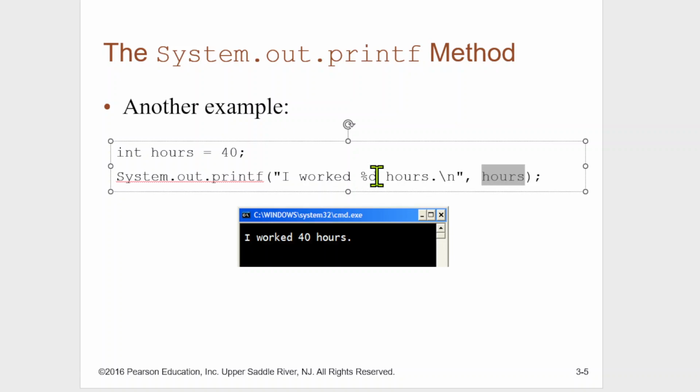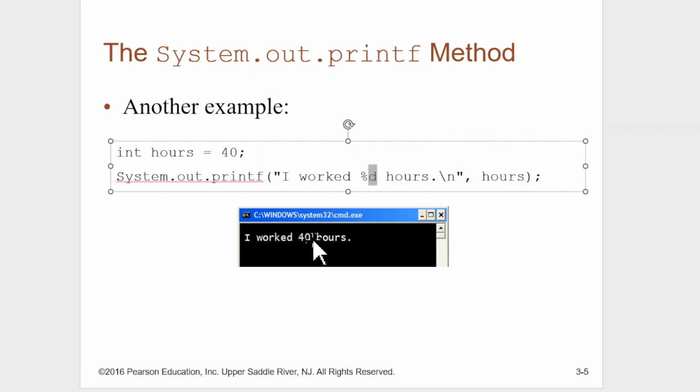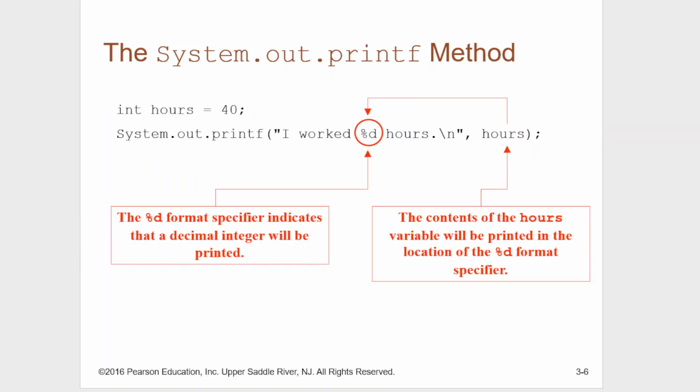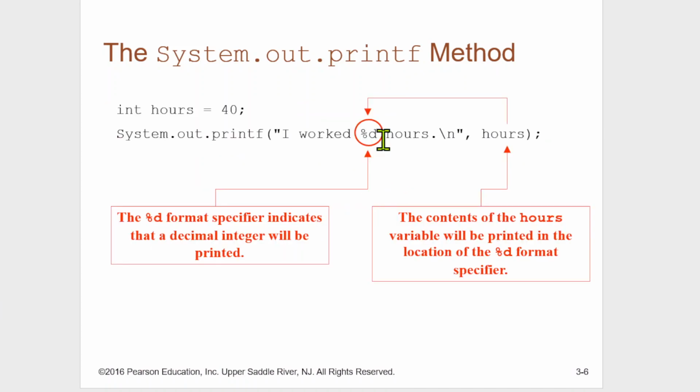The reason it's a d for the percent here is because we're looking for a number. If it was a string, we'd be using a different specifier. So the format specifier indicates a decimal integer will be printed. The contents of the hours variable were printed in the d format specifier. Okay, so that's what we're looking at.